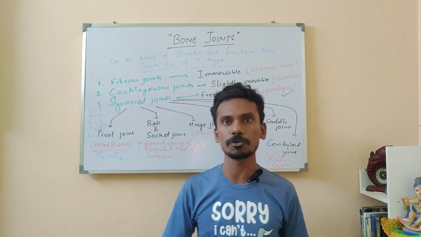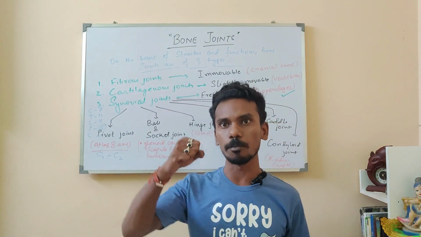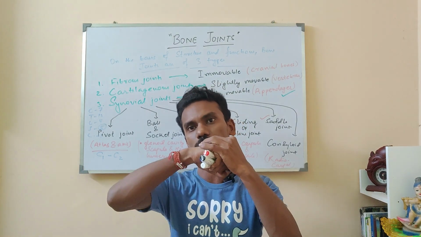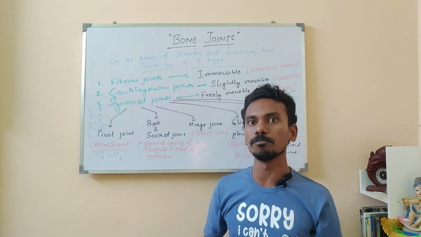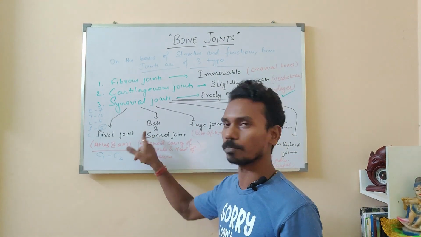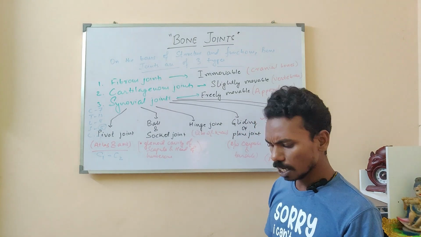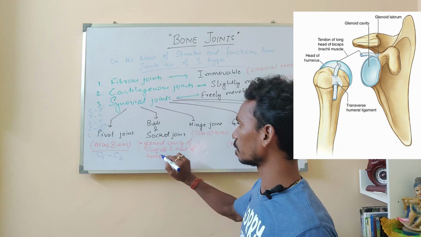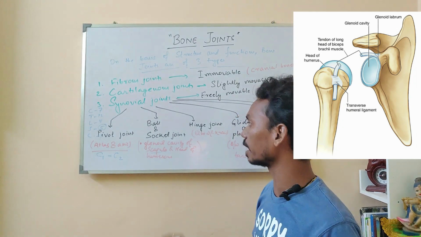Next, the ball and socket joint. That means you have one ball-like structure, and upon that ball you have a socket-like structure. Definitely 2 bones: one of them must contain the ball and the other bone must contain the socket. The socket is present in the scapula, and the socket's name is glenoid cavity.